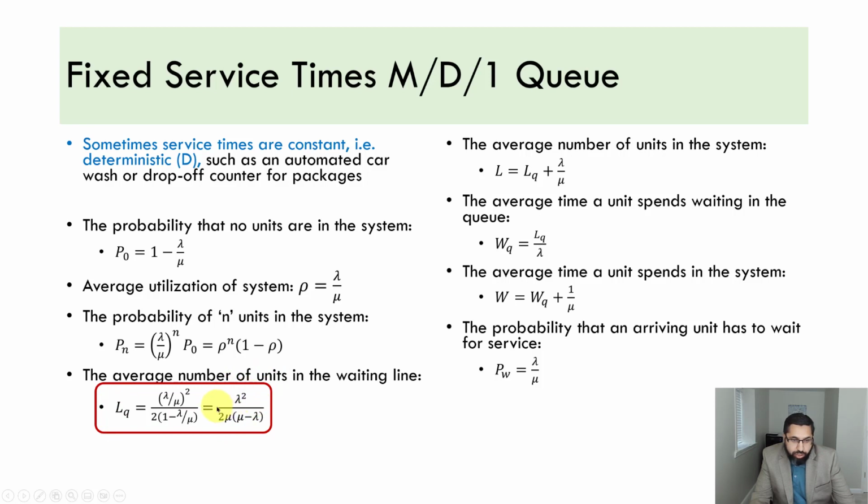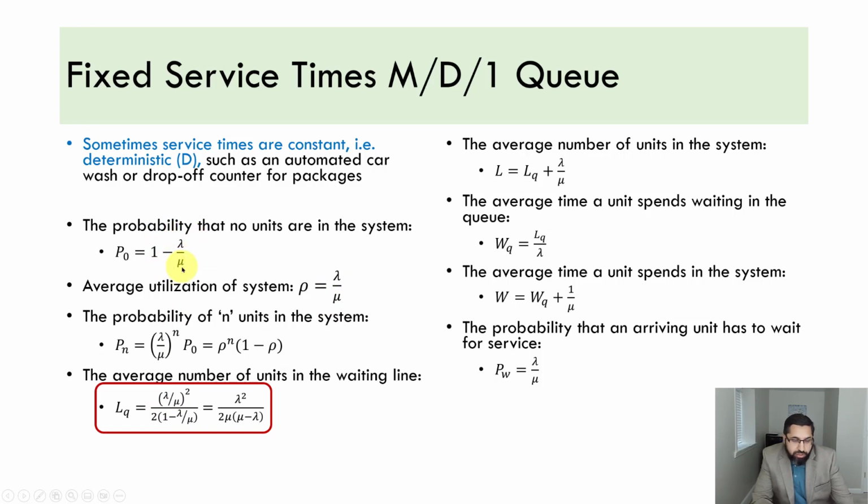So it's lambda squared by 2 times mu times lambda. This can also be written in this way. Why am I writing it in this way? Because a lot of times people will compute the ratio lambda over mu, because notice the ratio lambda over mu shows up in many places.